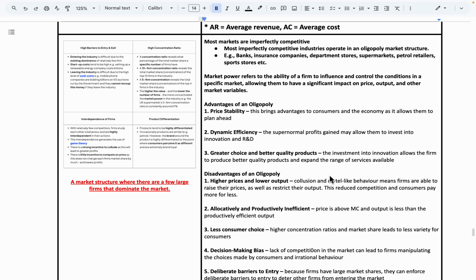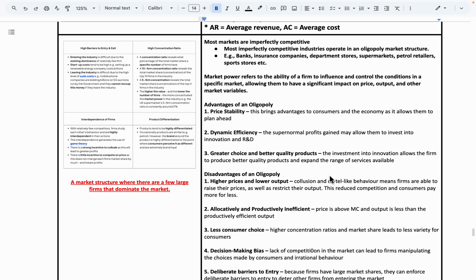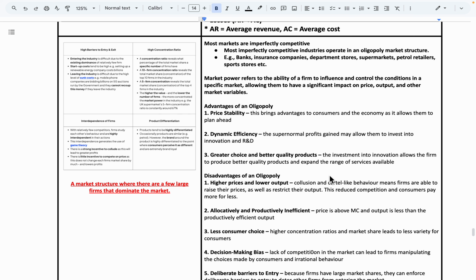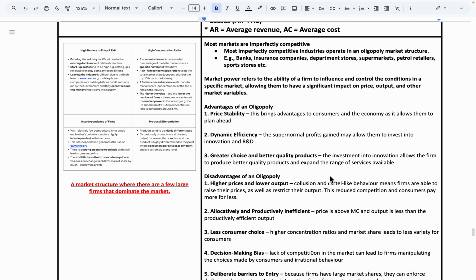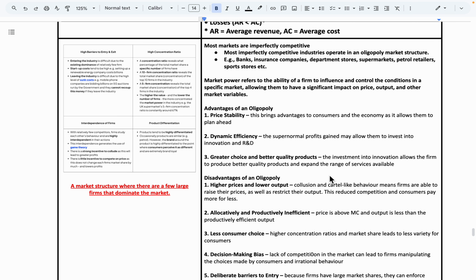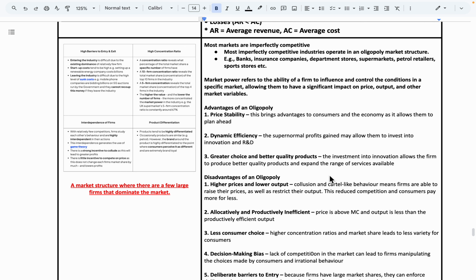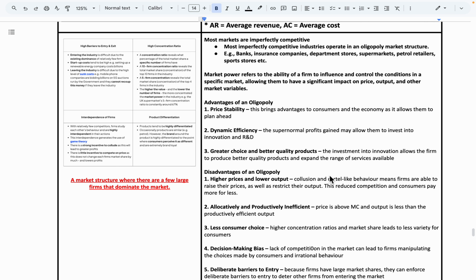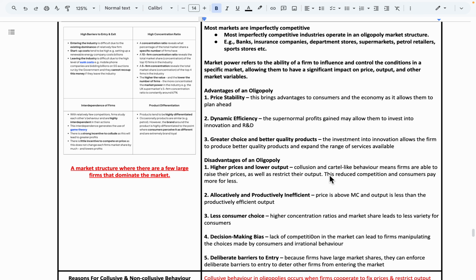Okay, now let's look at the market structure where there are a few large firms that dominate the market. So most markets are imperfectly competitive. So most imperfectly competitive industries operate in an oligopoly market structure. So this is like banks, insurance companies, department stores, supermarkets, petrol retailers, and sports stores. So market power refers to the ability of a firm to influence and control the conditions in a specific market, allowing them to have significant impact on price, output, and other market variables.